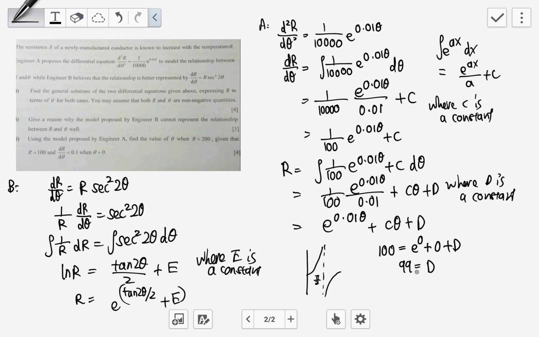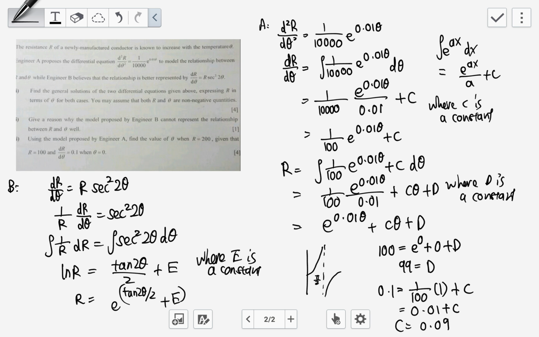And what about my C? dR/dtheta equals 0.1. So 0.1 equals, when theta equals 0, this one would be 1 over 100. e^0 is just 1, plus C. So this is 0.01 plus C, so C equals 0.09. Okay, so I've gotten these two variables.